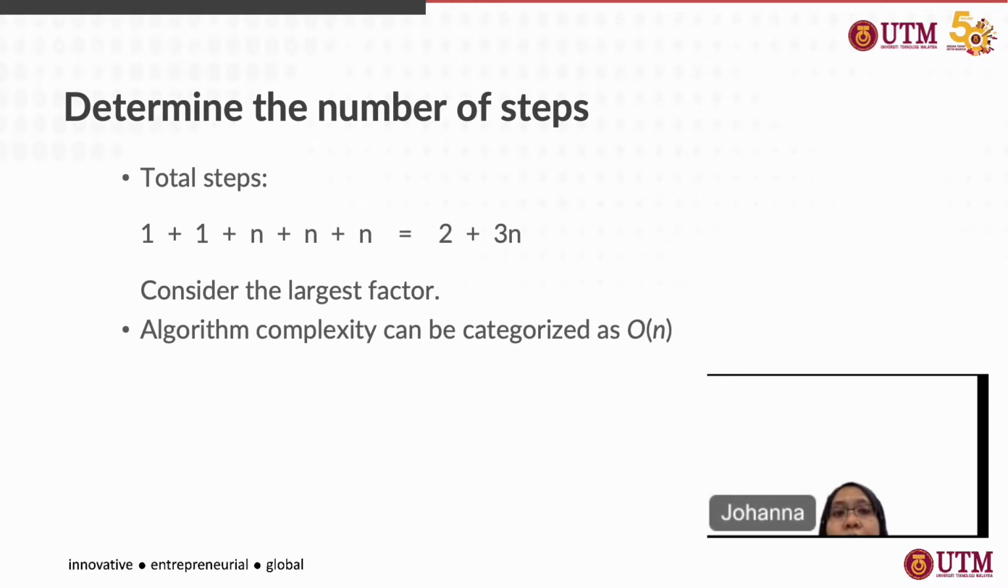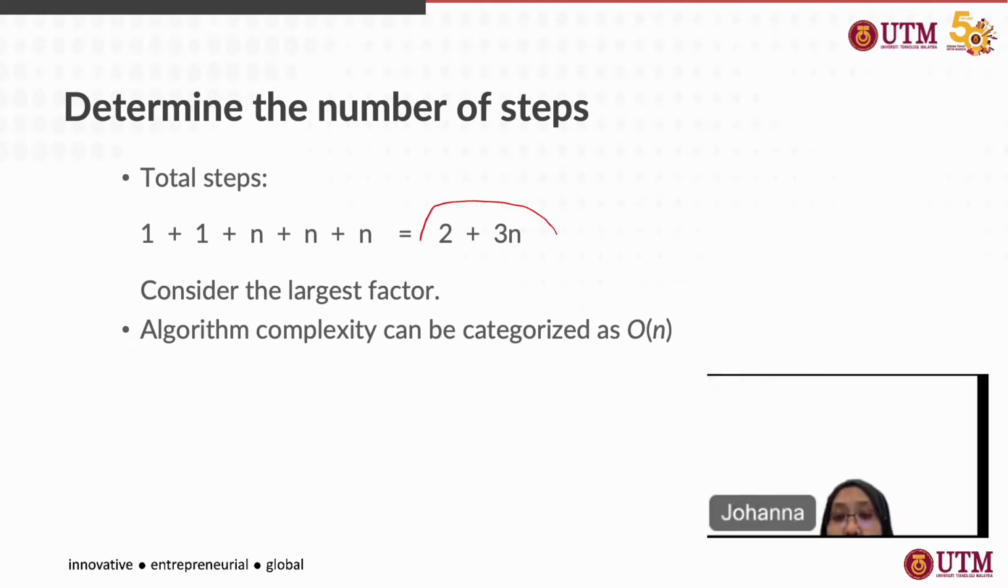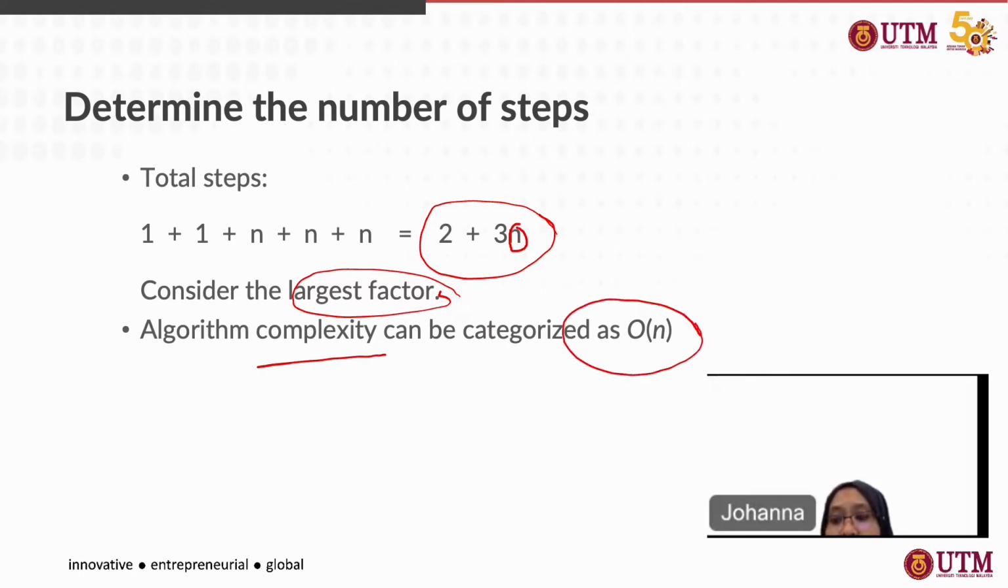These are the steps to determine the number of steps. For example, we have 1 plus 1 plus n plus n plus n, which gives 2 plus 3n. In this case, we need to consider the largest factor. Since n is the largest factor, the algorithm complexity can be categorized as O(n).